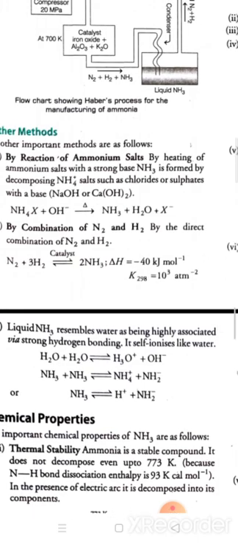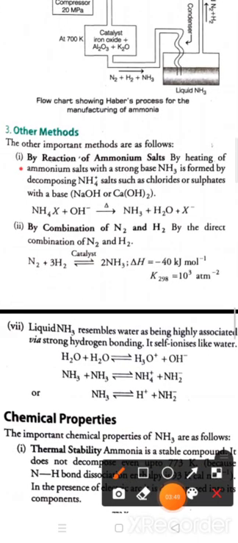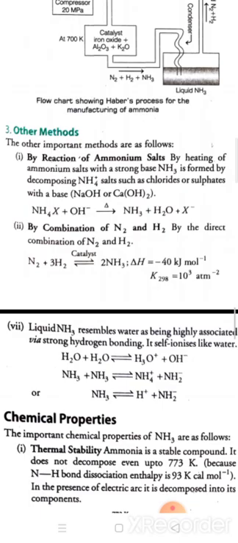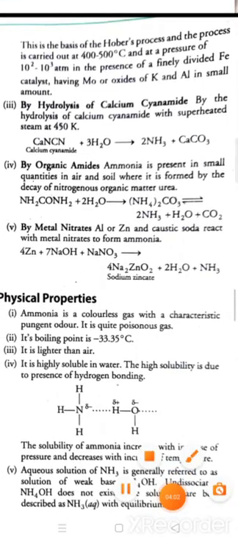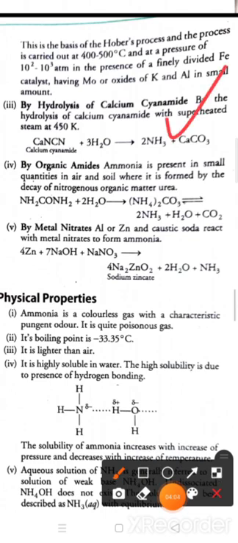These are other methods. The first one is by the reaction of ammonium salt. The second one is by combination of N2 and H2 in the presence of a catalyst. This is called direct combination. Others are by hydrolysis of calcium cyanamide, by organic amides, and by metal nitrates.